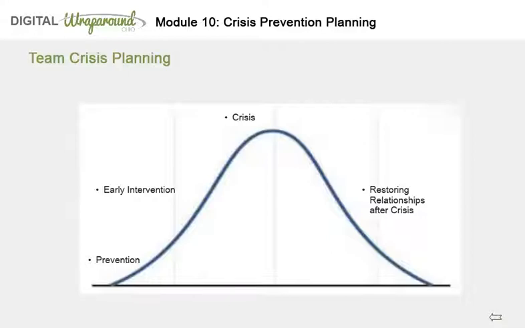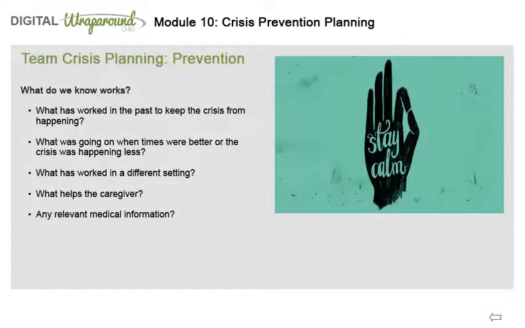Let's first look at ways to help teams prevent crises. The first step is talking with teams about what they have found helpful in the past. Help them work through this by asking the following questions. What do we know works? What has worked in the past to keep the crises from happening?